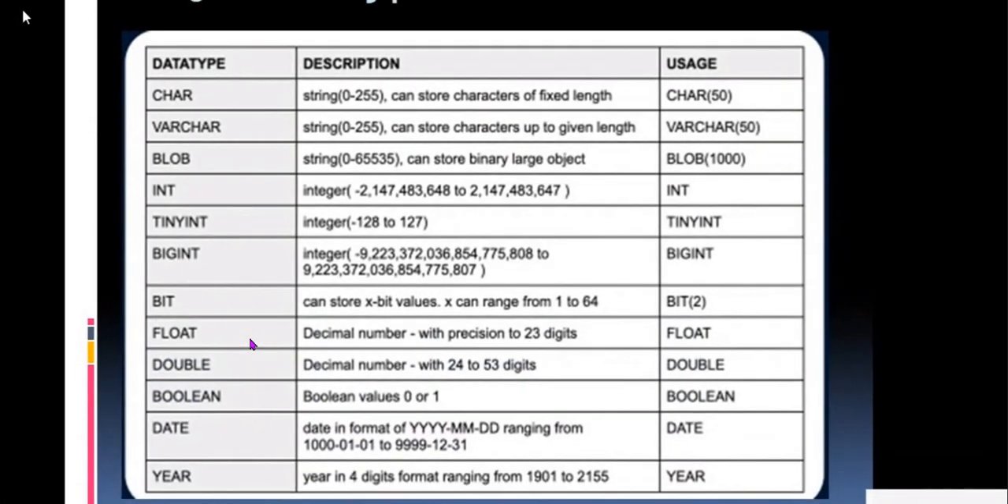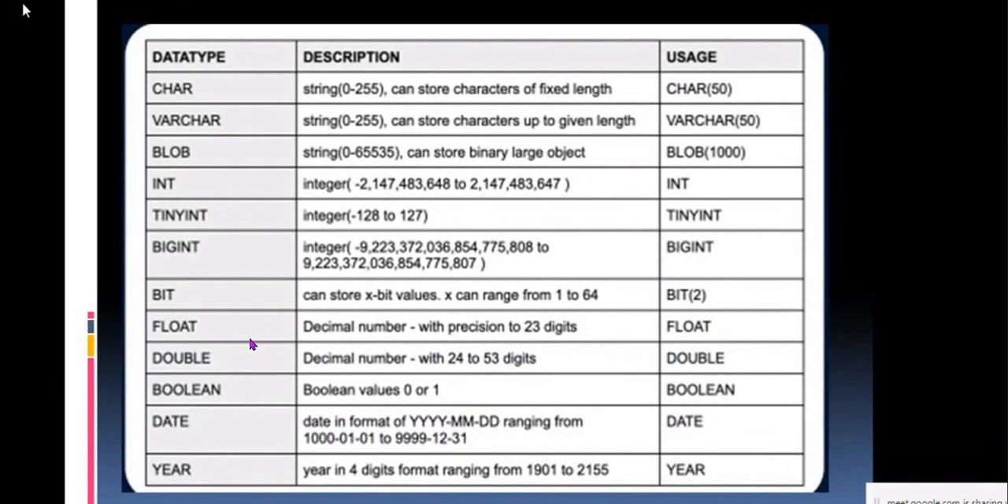So SQL data types. Most commonly used SQL data types we can see here. First is char. So char means string, in bracket, size 0 to 255. So char we can use to store characters of fixed length, that is we can use as char in bracket 50. If you want to store name, address or city name, location, country name, we are using string values, so we are using char.